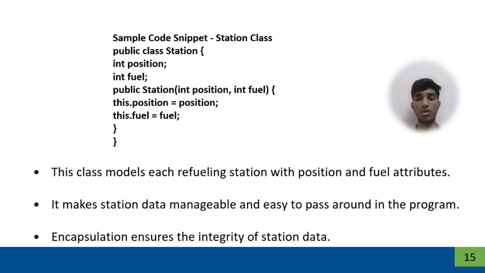Code snippet: station class. Here is how the station class looks. We have defined two variables, int position and int fuel. In the constructor, this.position is equal to position and this.fuel is equal to fuel. This structure keeps station data organized and easy to use.